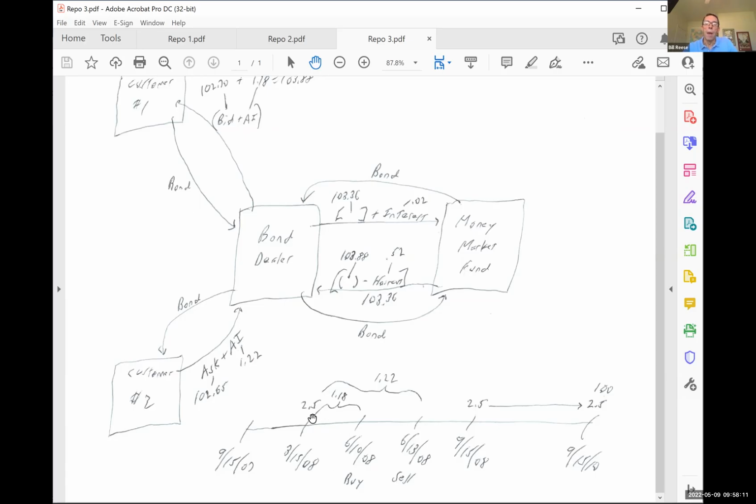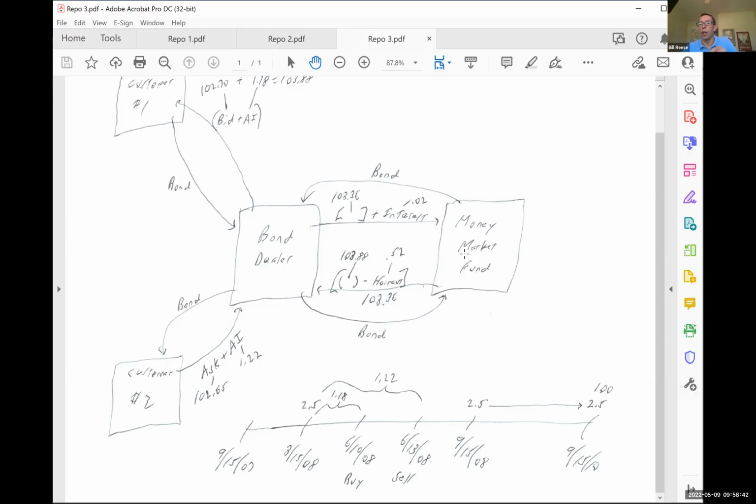So the bond dealer pays out accrued interest of 1.18. The bond dealer receives accrued interest of 1.22. The difference on that is going to be 3 days worth of the coupon payment. Coupon rate is 5%. So the bond dealer is earning 5% over those 3 days. The bond dealer is paying the money market fund the repo rate. The repo rate is 2%, okay, over those 3 days.